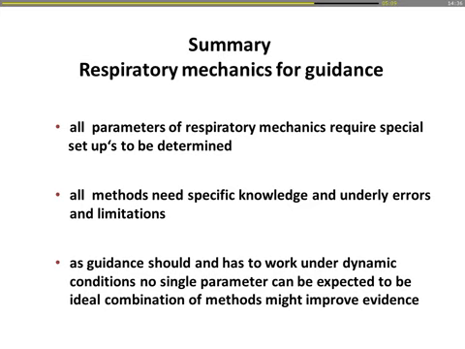We normally don't use paralysis during the course of a patient to have stable conditions to measure respiratory mechanics. No single parameter can be expected to suffice, but the combination of methods might improve the evidence we can get from the measurement of respiratory mechanics.